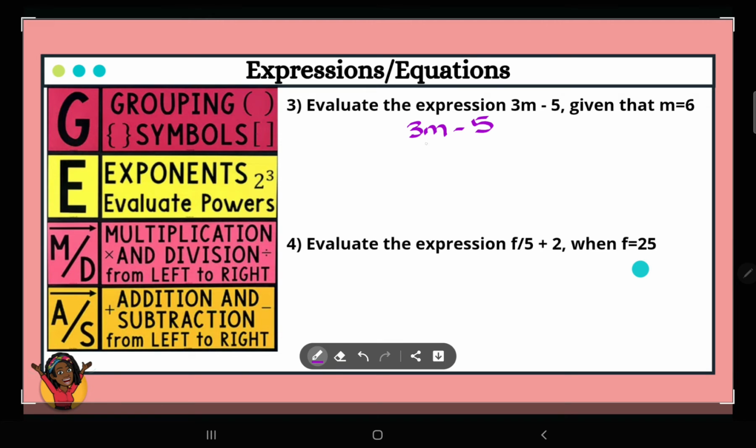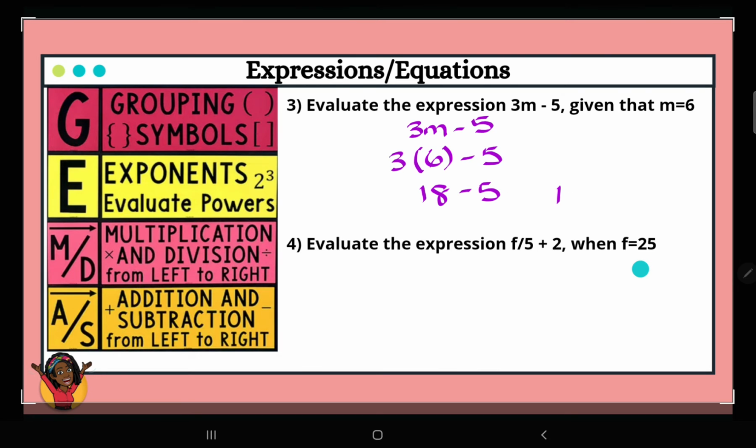So I'm going to substitute my m for parentheses and plug the number 6 into it. Now this is 3 times 6, again not to be confused with 3 and a 6, which would give us 36. So this is 18 minus 5. 3 times 6 is 18. I bring down my minus 5. 18 minus 5 is 13.